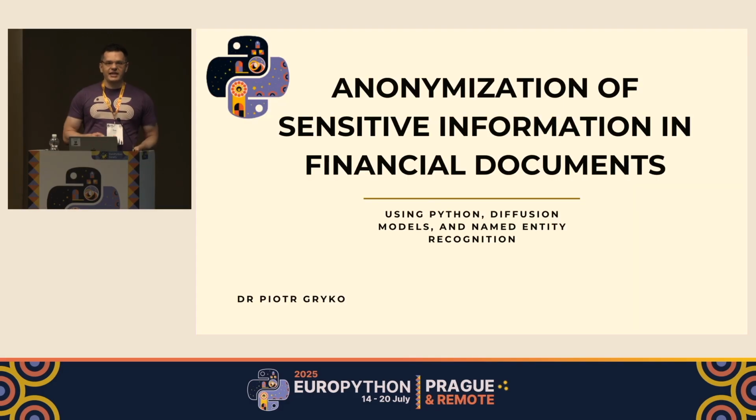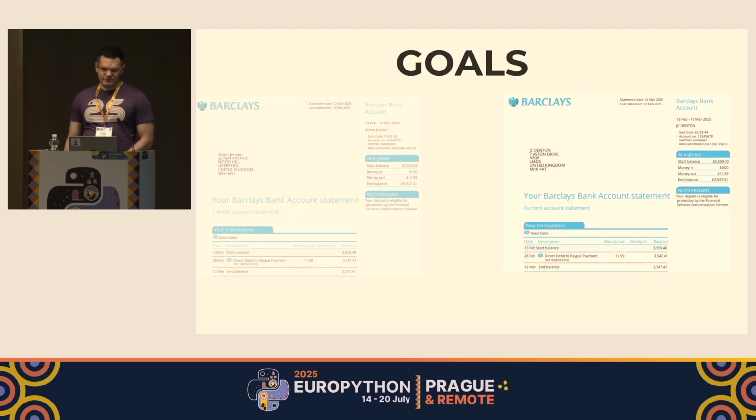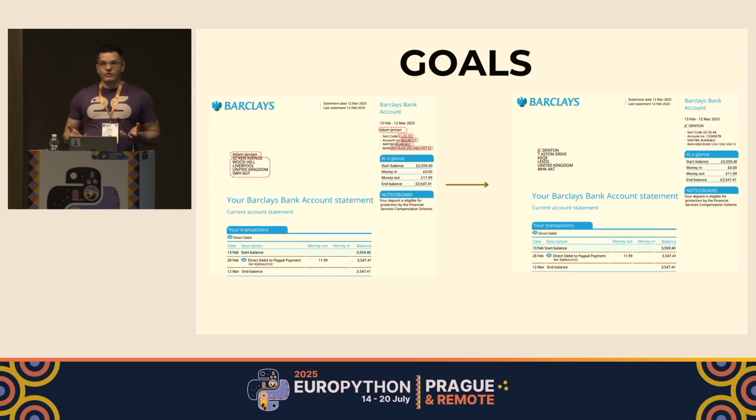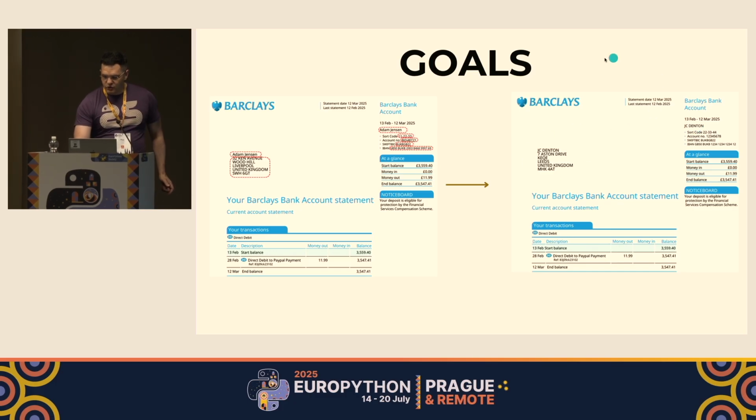And I'm going to be talking about anonymizing PII, so sensitive information, in financial and medical documents. So the simple goal is that if you've got a bank statement, you want to identify where the personal identifiable information is in the document, and then replace it with a synthetic analog. So you have a new document which you can keep for training.